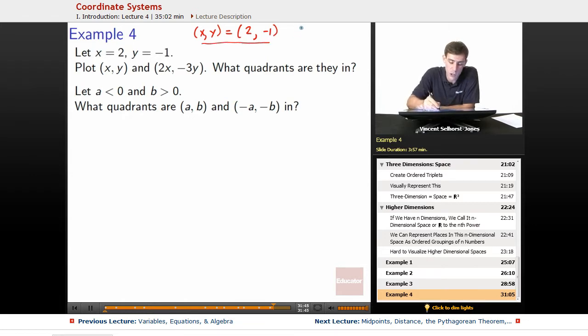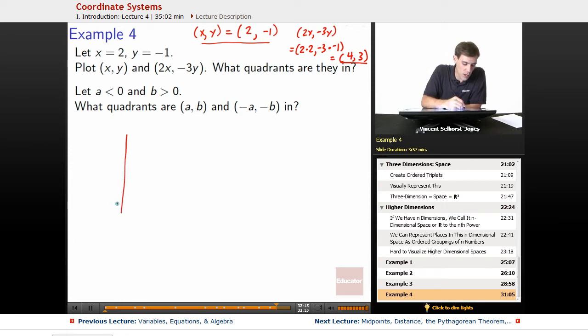If we want to figure out what 2x comma -3y is, then we swap out for the values, and we'll get 2 times 2 and -3, pardon me, let me move it down to the next line. So 2 times 2, comma, -3 times -1, which is the same thing as 4, comma, +3. So there are our 2 points that we're looking to plot.